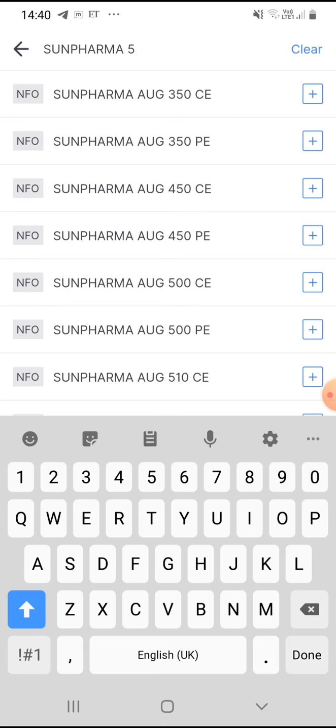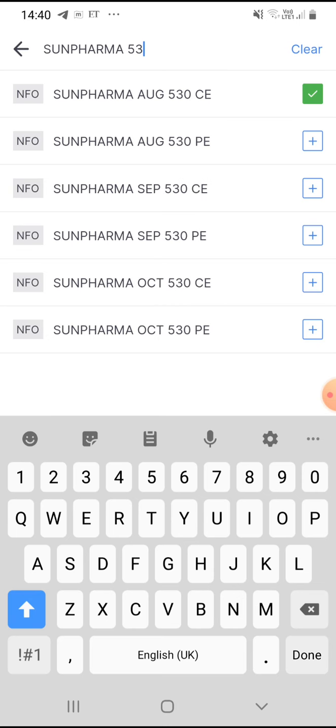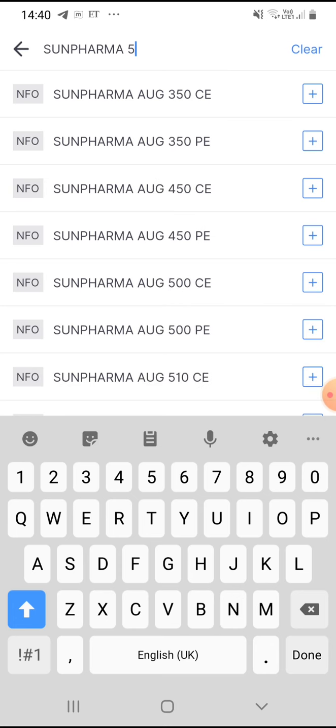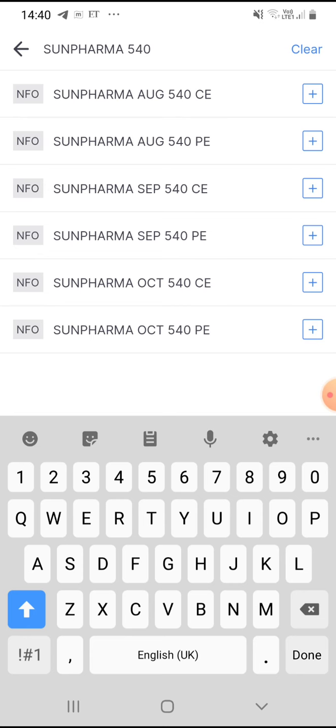If we type 535, don't get confused. Once this point is explained, you will get a clear idea. The expected value is 540. For every share that is activated in futures and options, there will be strikes near to the real value, but those strikes will be different for different shares.